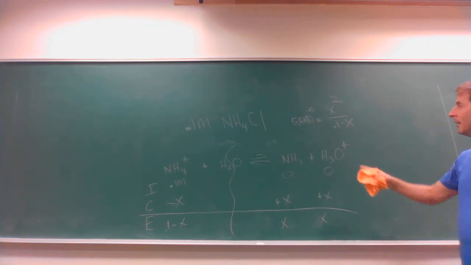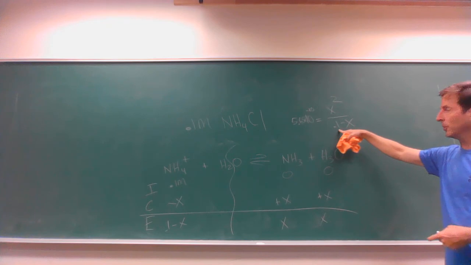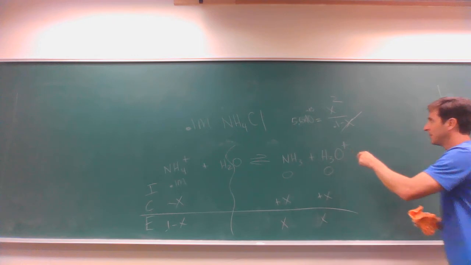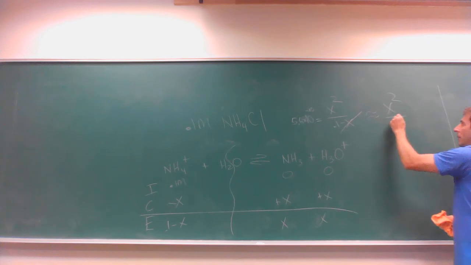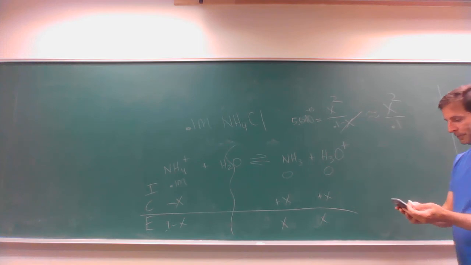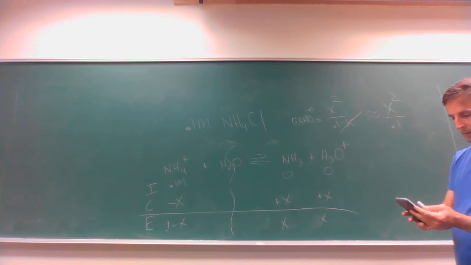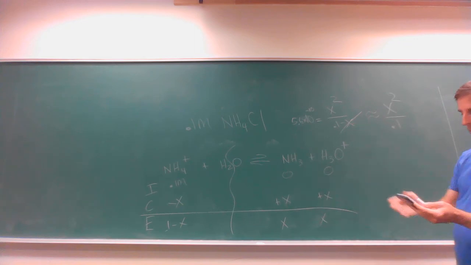Once I know that, my initial concentration is many orders of magnitude greater than my Kb value or Ka value. So I can drop the minus X. So at that point, it's going to be X squared over 0.1. So now I can solve for X. Let's see, 5.6 times 10 to the minus 10 times 0.1.